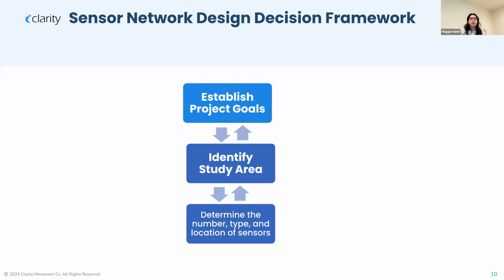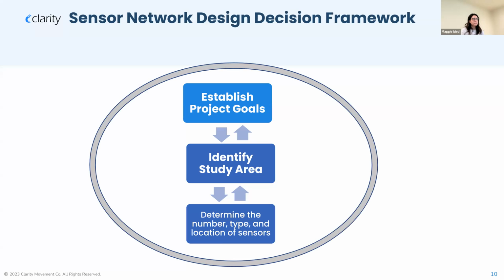Now, these arrows here are drawn in both directions and are pointing to and from each of these steps to indicate that this is a very iterative process. So you may decide when you study your project goals that you're interested in an entire city. However, you may decide based on your budget and other factors that you really only have enough funding or capacity for maybe a small community. And so thus your study area might change and your project goals might change.